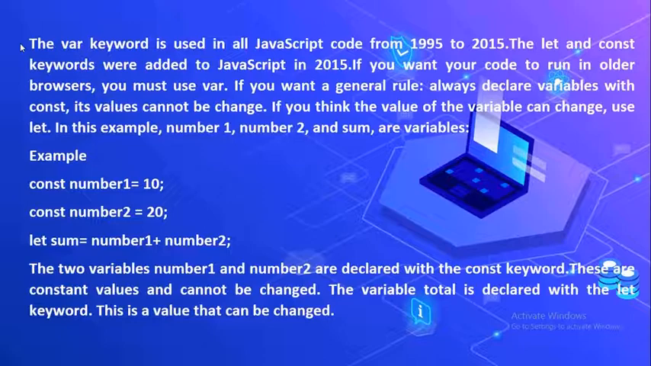In this example, number1, number2 and sum are variables. const number1 = 10; const number2 = 20; let sum = number1 + number2; The two variables number1 and number2 are declared with the const keyword. These are constant values and cannot be changed. The variable sum is declared with the let keyword. This value can be changed.